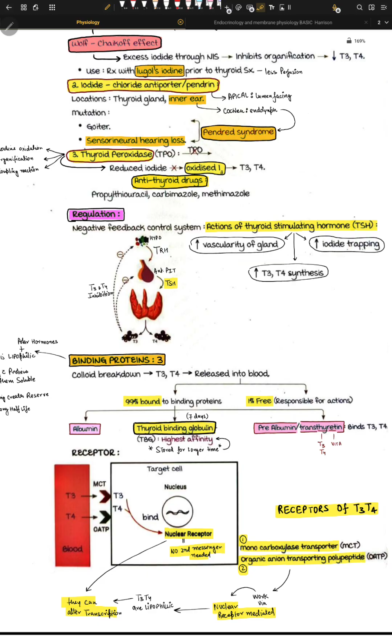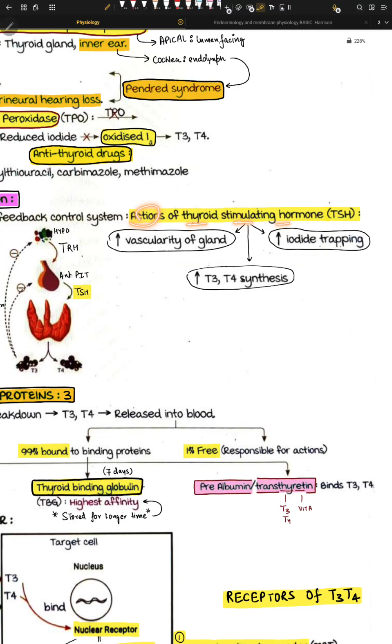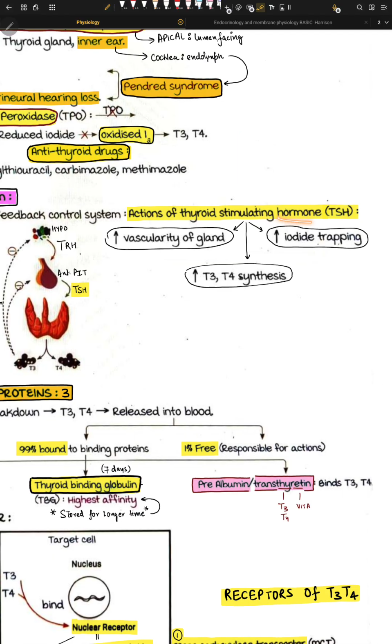The regulation of T3 and T4 is done by a negative feedback loop. I will tell you how. What happens is the action of thyroid stimulating hormone, TSH. This thyroid stimulating hormone goes to the thyroid and tells the thyroid to make more T3 and T4. If your levels of T3 and T4 are low, you will have more TSH. If your levels of T3 and T4 are very high, you will have low TSH. Okay, that's the concept. This TSH increases vascularity of the gland, right? We need more production of T3 and T4, and iodide trapping symporters increase. So that's the work of TSH.